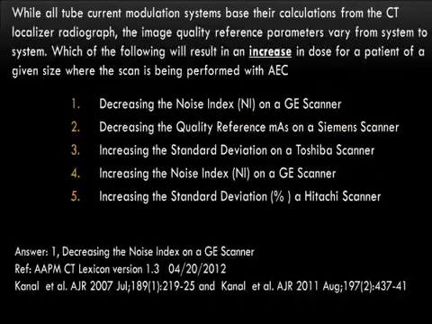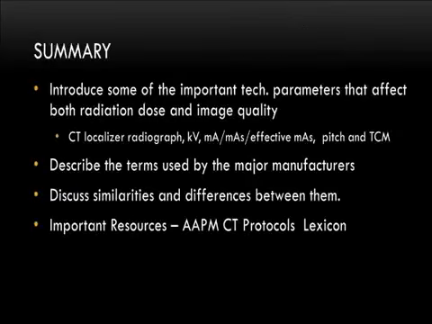The correct answer is number 1, decreasing the noise index on the GE scanner. Okay, so let me summarize. I hope we introduced you to some of the important technical parameters that affect radiation dose and image quality. We talked about the effects of the localizer radiograph, the kV, the mA, or that trio of cousins, the mA, mAs, effective mAs. We talked about the role of pitch and how it sometimes does and sometimes does not affect dose, and tube current modulation or automatic exposure control.